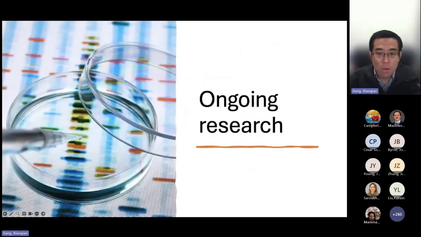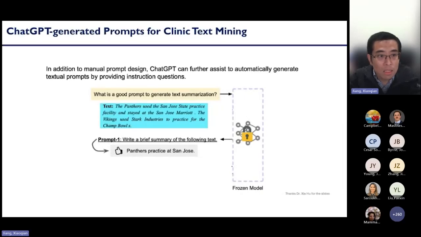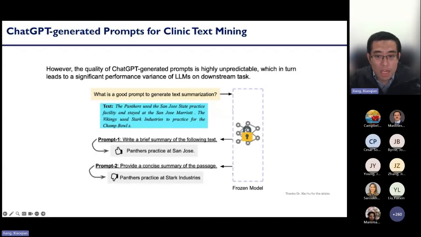With this background, I would like to give some introduction to ongoing research applications so that you can see what we are doing here. The first topic I'm going to cover is soft prompt calibration for note summarization. As you all know, GPT models are often subject to inconsistent answers. Given one input, if you ask almost the same question twice, you may end up with different answers. Sometimes it's accurate, sometimes it's not faithful.